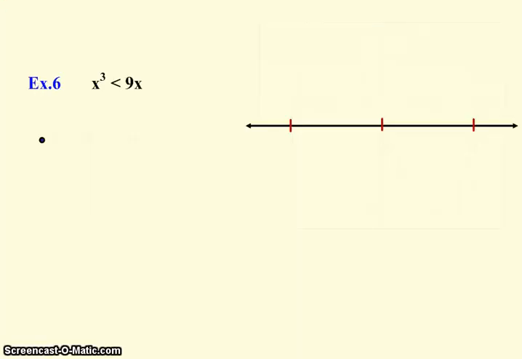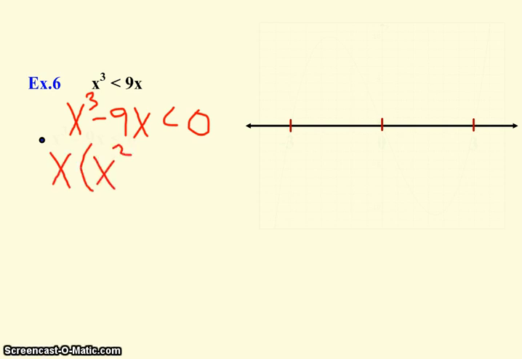The idea here is, before you start, put everything on one side, 0 on the other. Then, yeah, I'm going to go ahead and factor. So take out an x. And then I want to do my zeros. Now, zeros are another way of saying solutions. So basically, solve for x.